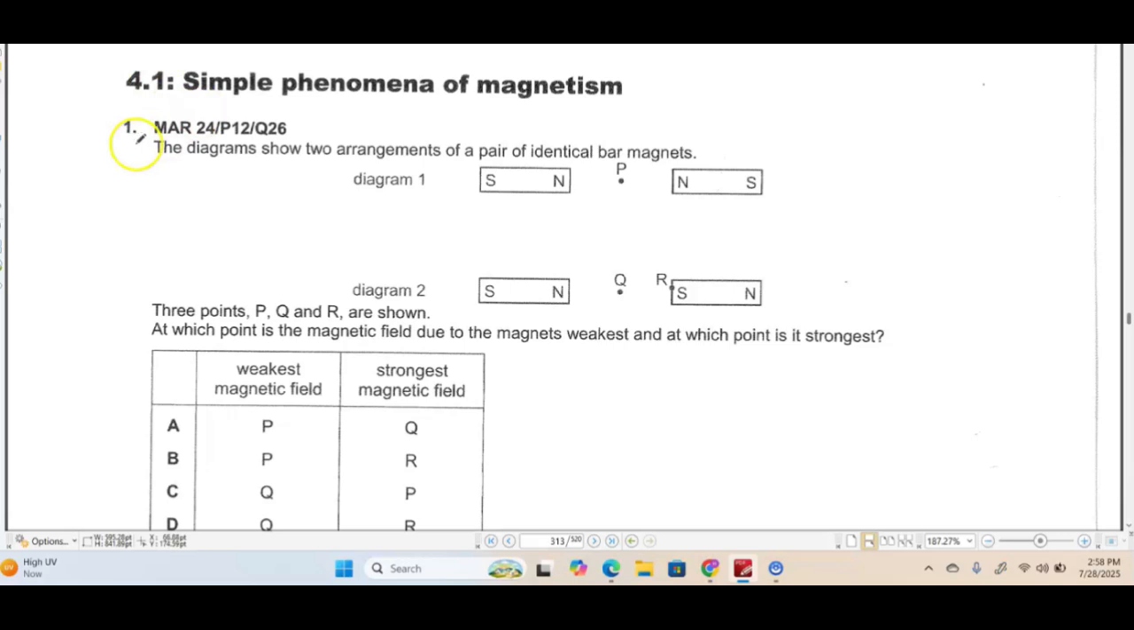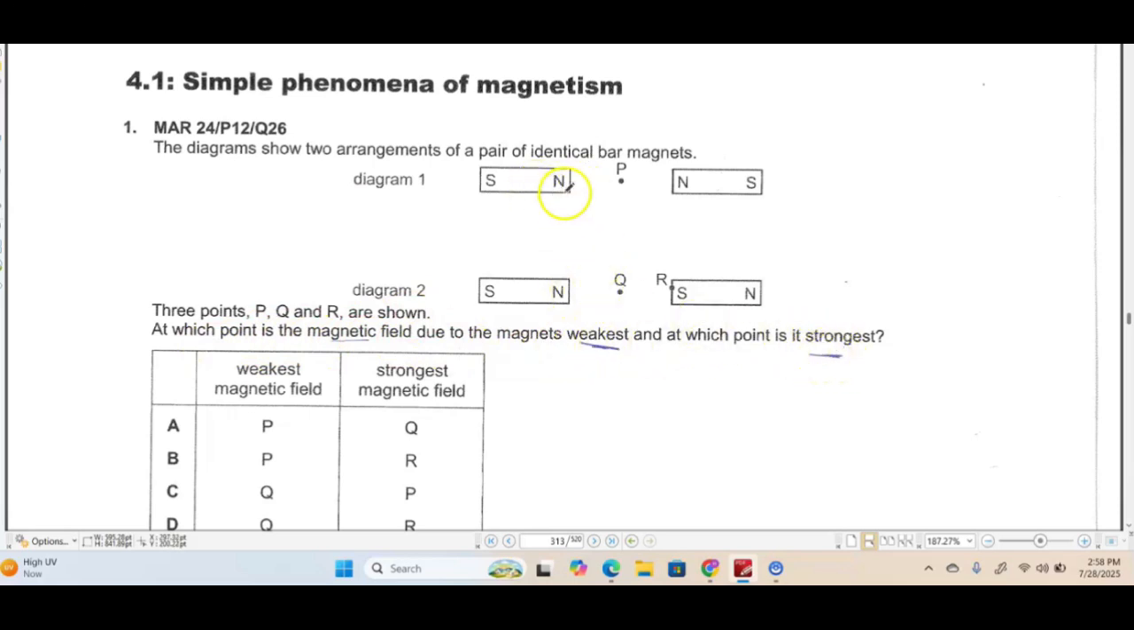Question number 1. The diagrams show two arrangements of a pair of identical bar magnets. Three points P, Q, R are shown. At which point is the magnetic field due to the magnets weakest, and at which point is it the strongest?